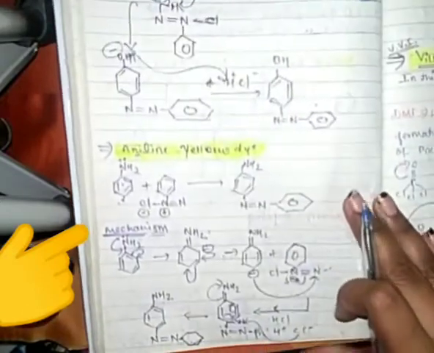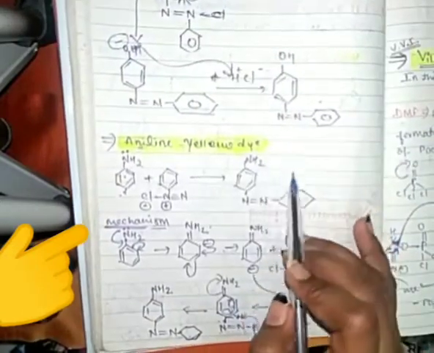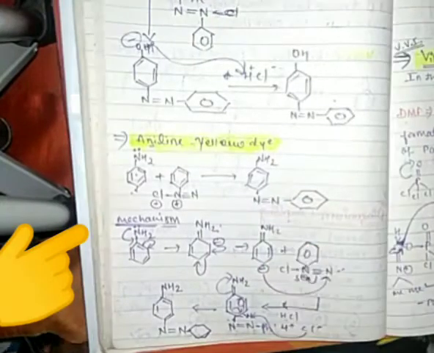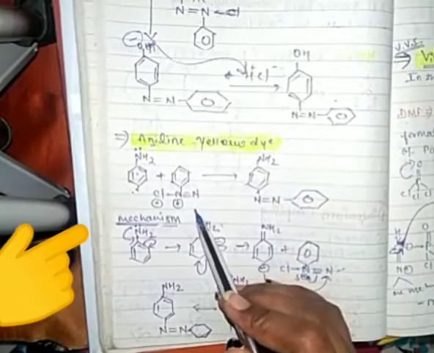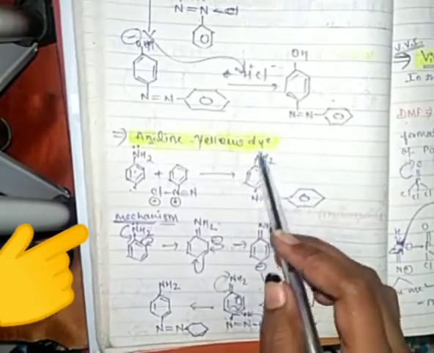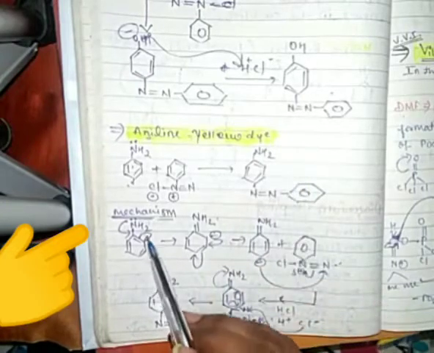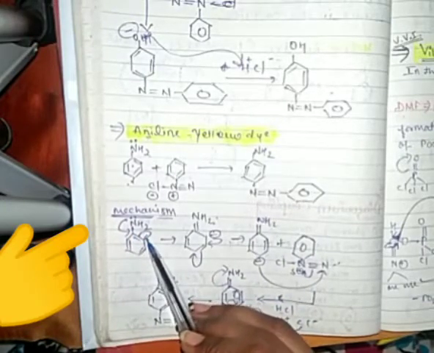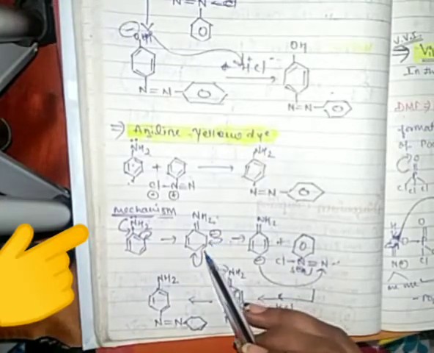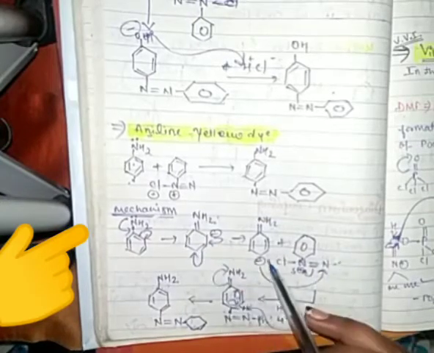Next we see aniline yellow dye. In aniline yellow dye, aniline is reacted with benzene diazonium chloride, and we get aniline yellow dye. Next we see the mechanism of preparation of the yellow dye. In this, the lone pair of nitrogen attacks on that bond or that side, and this bond shifted there, and again this shifted there, and the negative charge is generated.